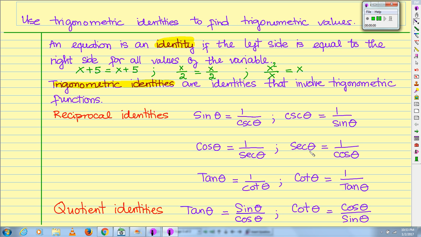secant, and secant is the reciprocal of cosine. So when you write the reciprocal, you need to write 1 over, in this case. And tangent is the reciprocal of cotangent, and cotangent is the reciprocal of tangent.